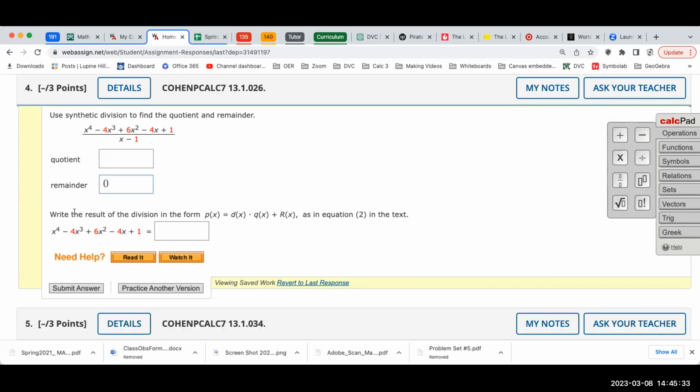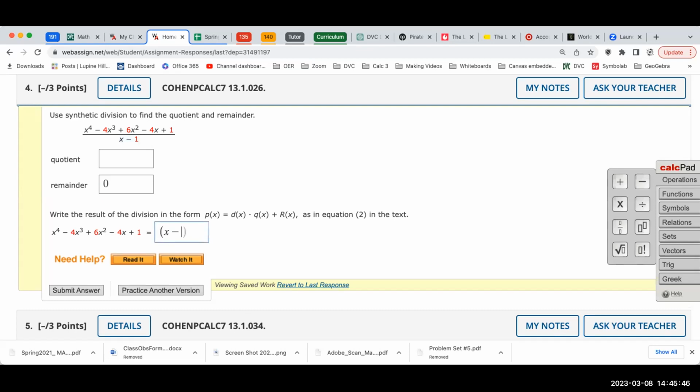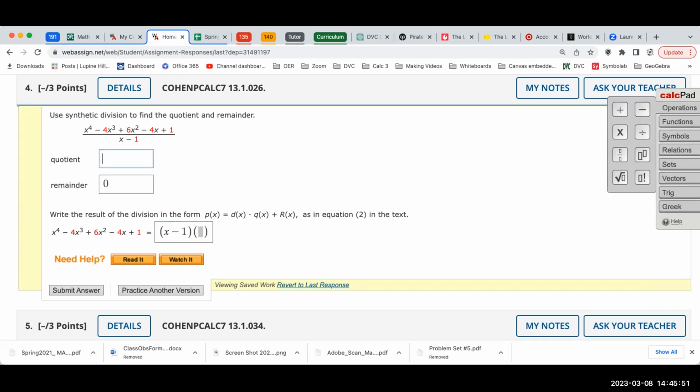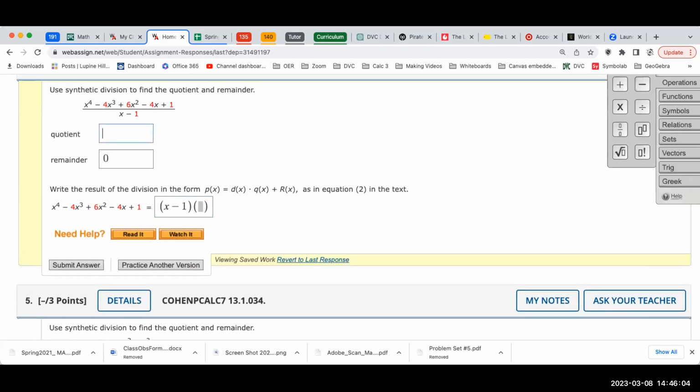And then it's gonna say, see, this is complicated, but it's saying write it in factored form. So then you would put, I'm dividing it by x minus 1, so I would put x minus 1, and then parentheses, whatever I got here for my g of x. That answer right here. And x1 has to be 1.